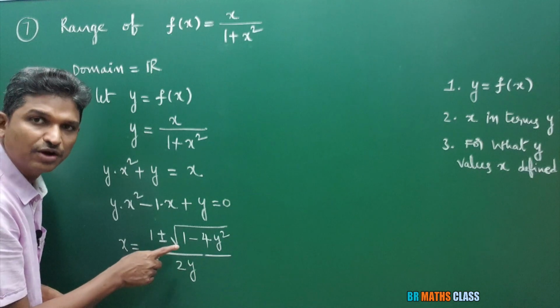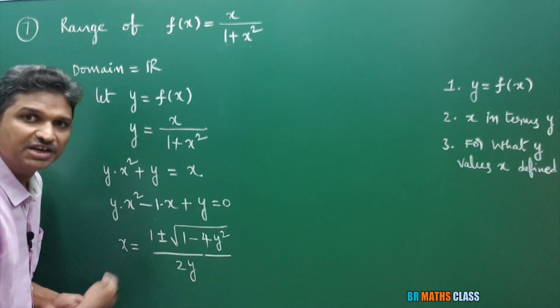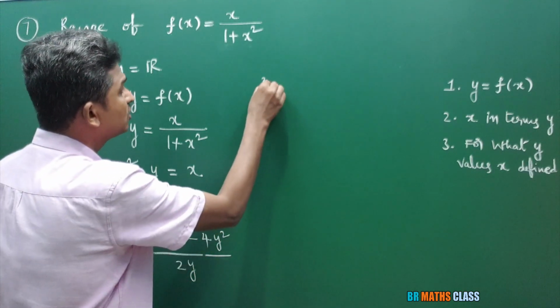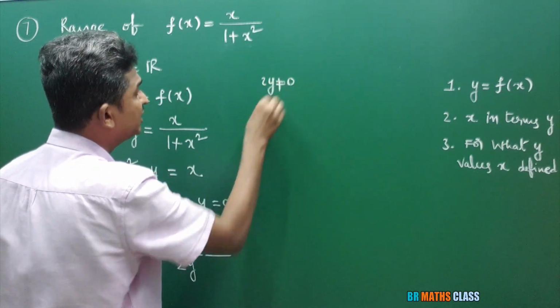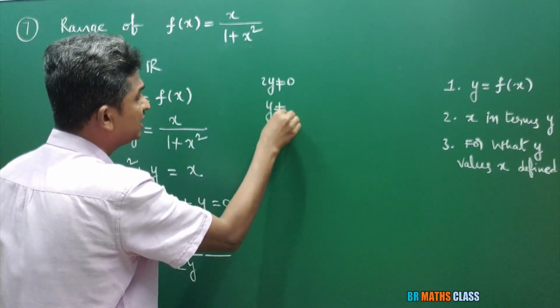First thing, this is of the form f of x by g of x. This denominator cannot be equal to 0. That means, what is the denominator? 2y. 2y cannot be equal to 0. That means y cannot be equal to 0.